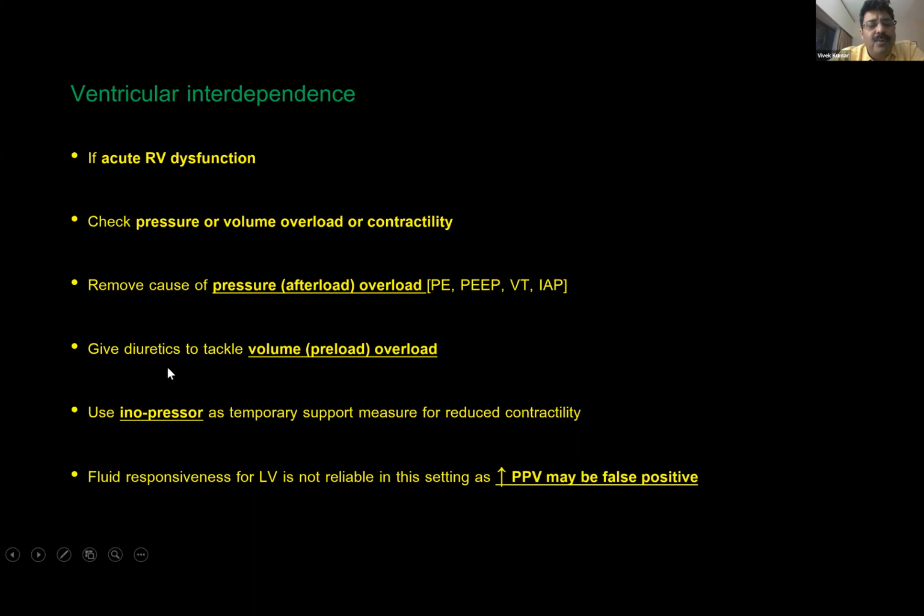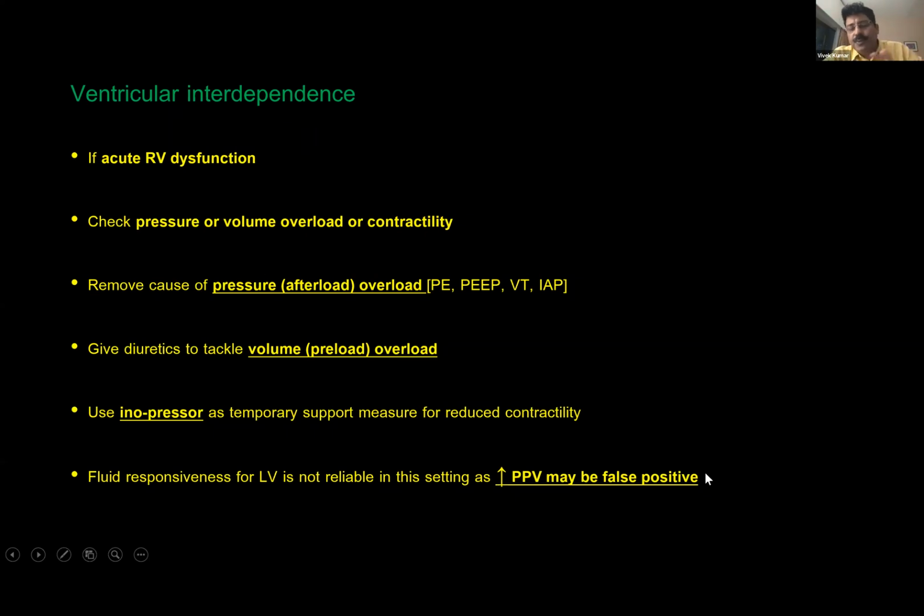If volume overload, give diuretics to tackle the volume or preload overload. Use inopressors as temporary support for reduced contractility. Fluid responsiveness for the LV is not reliable in this setting, as the pulse pressure variation may be false positive.